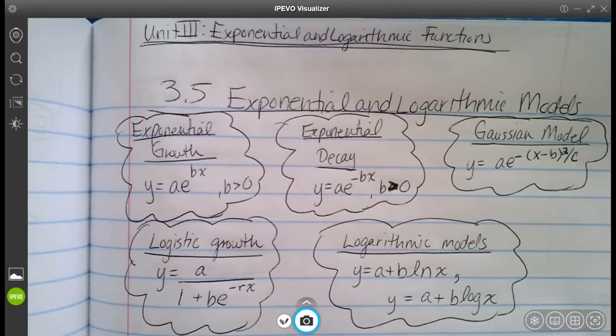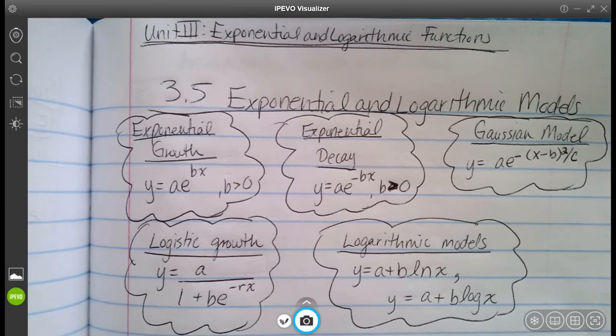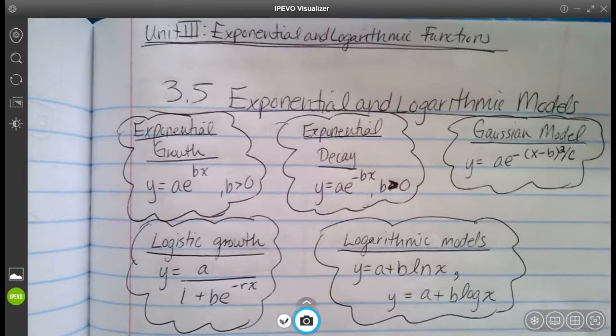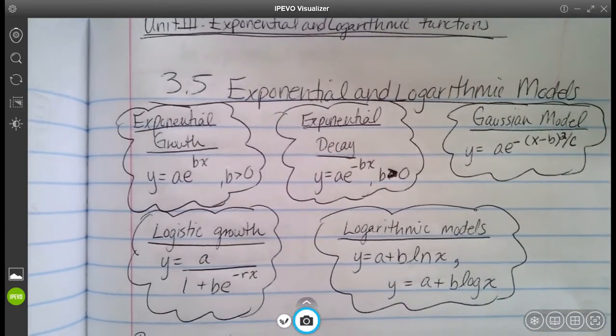In this video, we're going to go over section 3.5, exponential and logarithmic models. This is part of unit 3, exponential and logarithmic functions. Basically, they're just word problems that are based on either growth or decay. And to do those kinds of word problems, we use the following different types of models. Go ahead and just copy all these.